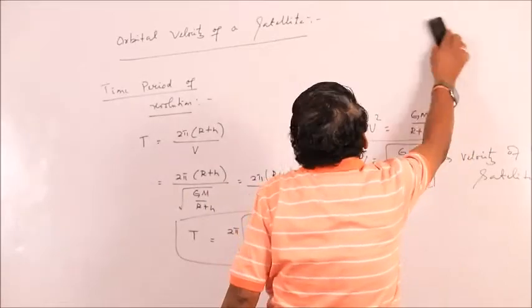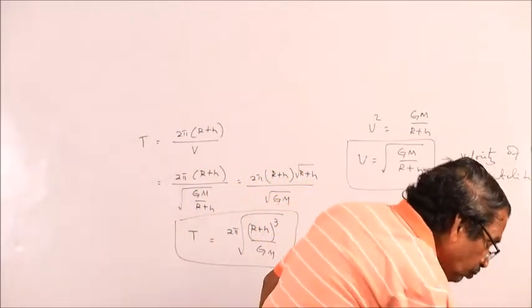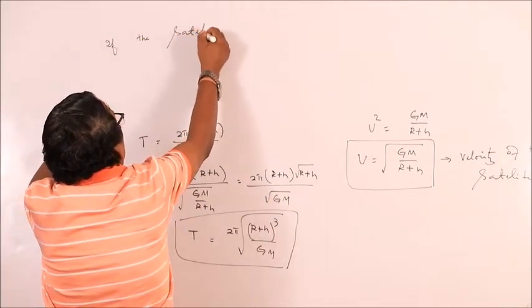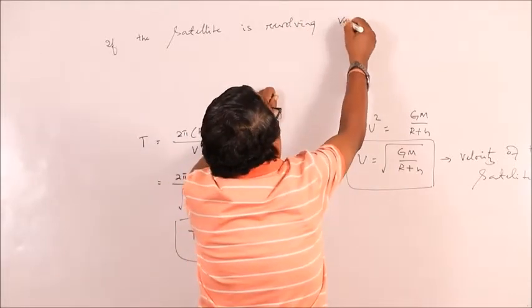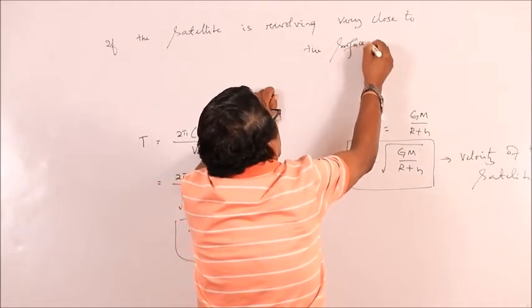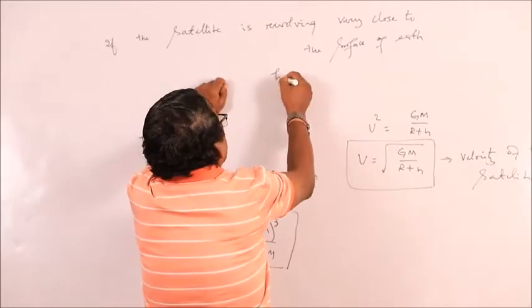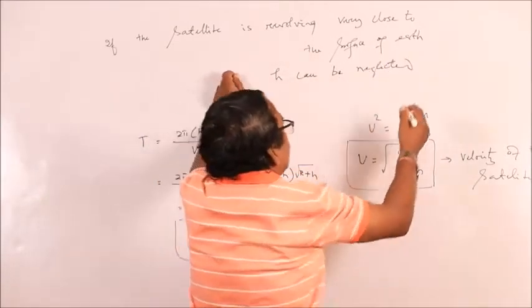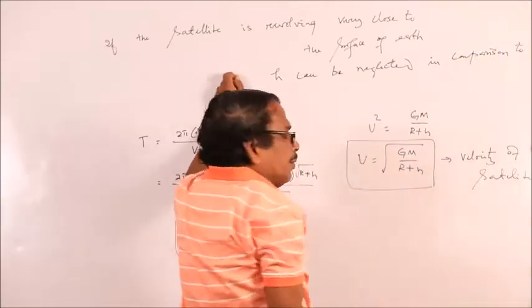If the satellite is revolving very close to the surface of Earth, then h can be neglected in comparison to R.